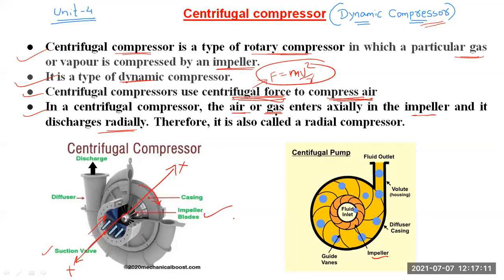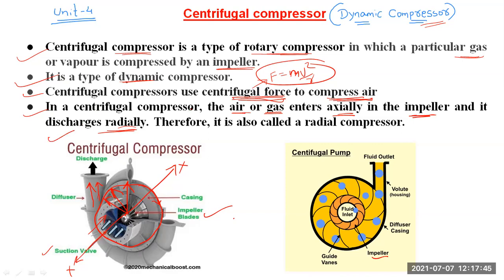That's what I have written here. Air or gas will enter axially to the impeller and it discharges radially. So after compression, in this direction it will discharge. If you consider it as a circular path, then what will be the radius? These are the radius. So in this vertical direction, it will discharge the compressed gas. So that is the meaning of this one.